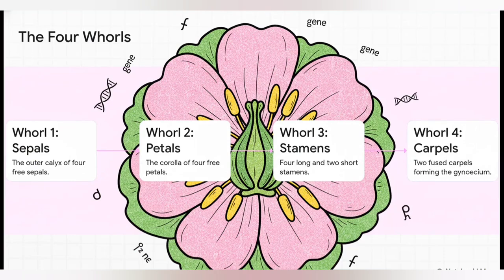First, let's just do a quick recap of a flower's basic layout. It's built in 4 concentric rings, or whorls. On the very outside, you've got whorl 1. Those are the sepals, the little green leafy bits. Move in one step, and you're in whorl 2, the colorful petals. Whorl 3 holds the stamens, which are the male parts. And right in the dead center, whorl 4, you've got the carpels, the female parts.